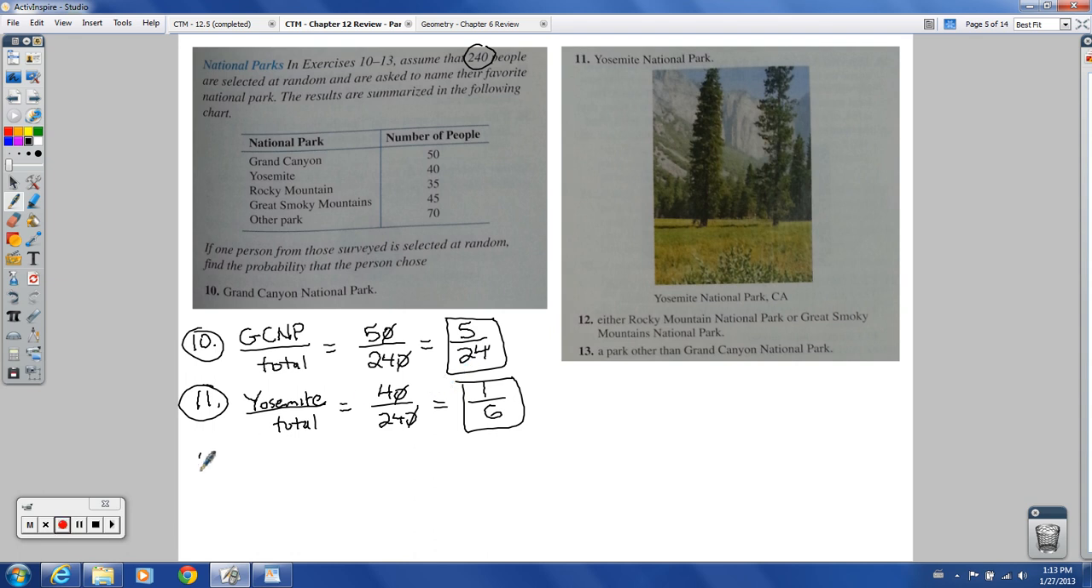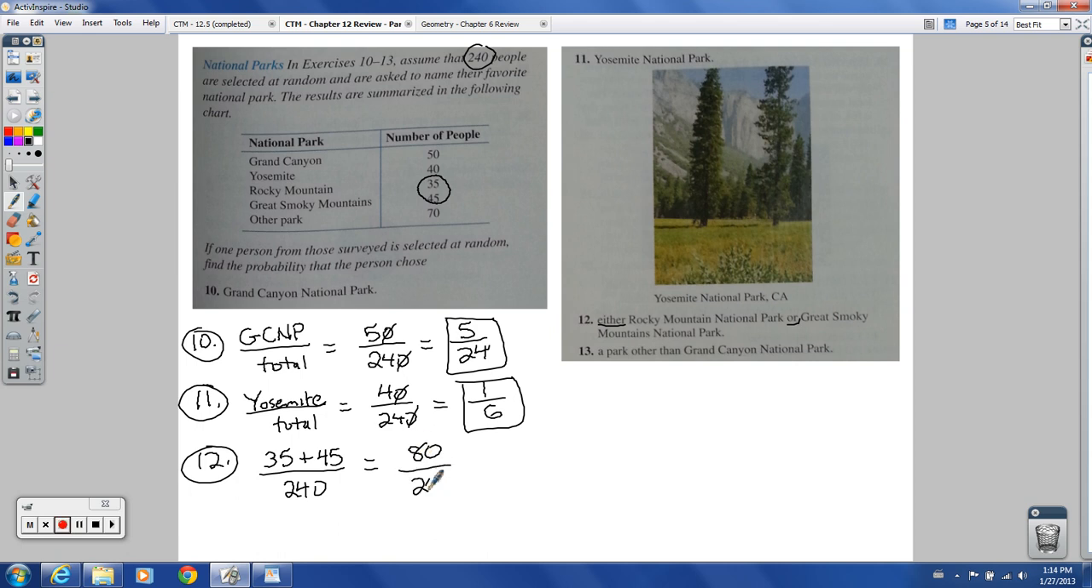Number 12, either this or this. So it could be Rocky Mountain or Great Smoky. So that's this or this, which would be 35 plus 45 is what you would want. Over the total would be 240 still.